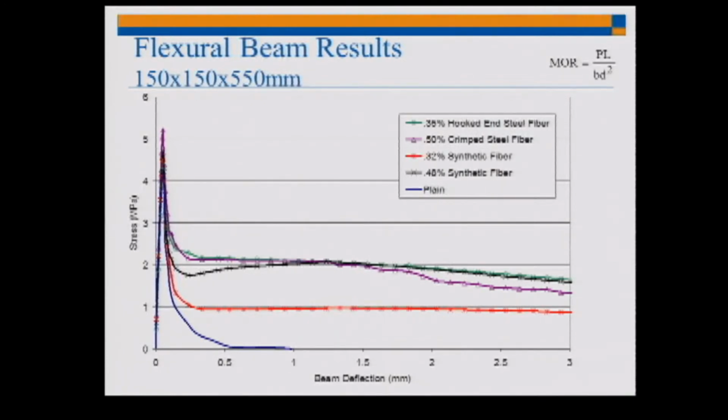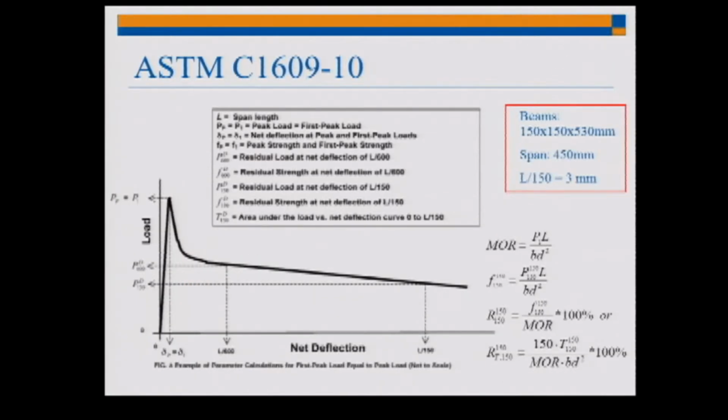But in general, the peak load doesn't change. It's what we call the post-peak load. And I won't go through all the detail here, but generally we calculate what the residual strength is at some deflection level, and we define that as 3 millimeters in the standard. So this gives us an idea of the quality of the fiber in the concrete. One thing about fibers is one fiber may work very well for paving concrete, and it may not work very well for high-strength concrete, and vice versa. So high-strength concrete uses shorter fibers, but they don't work as well in paving concrete.